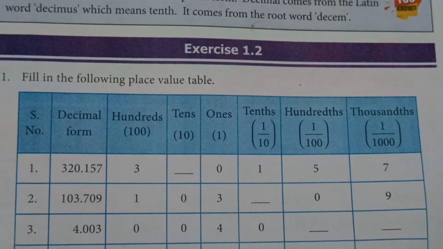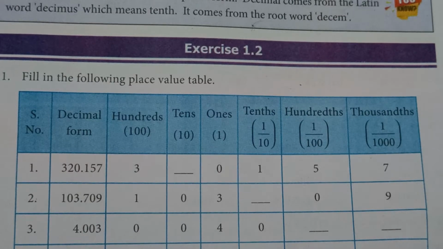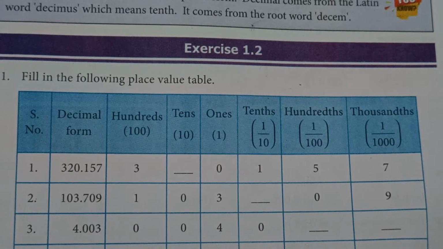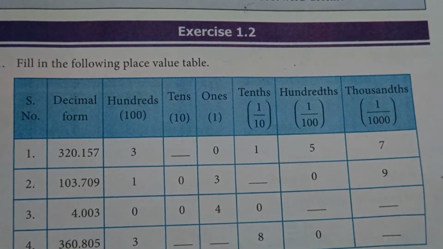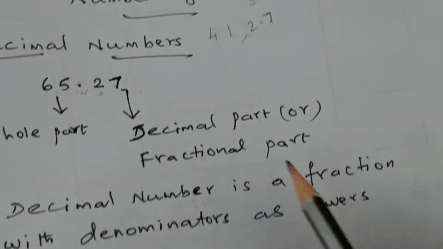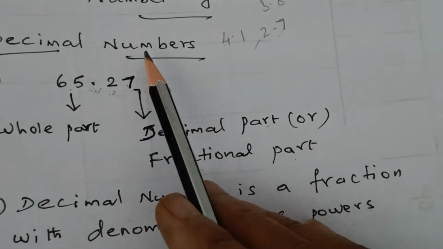In this video, we are going to do class 7 mathematics, term 2, chapter 1 numbers. In the first video, we learnt about the introduction of decimal numbers and how to write a decimal number and its place values. Now, based on those concepts, we'll see exercise 1.2. So let's just recall what you have learnt in the previous video.